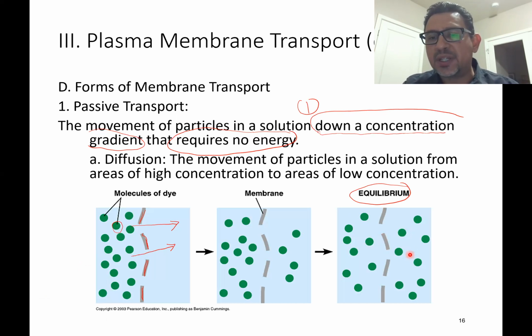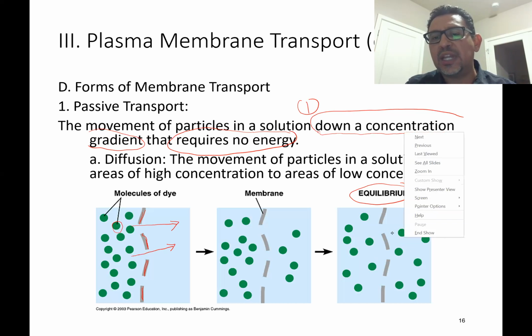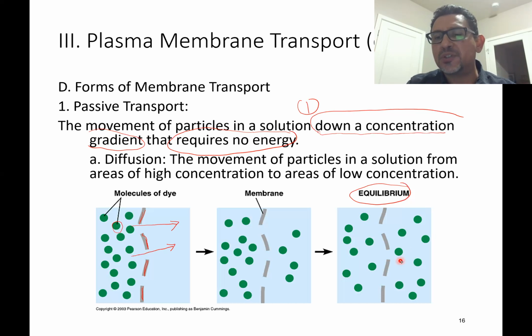When a solution is at equilibrium, it simply means that for every particle going from the left to the right, as I'm using this illustration, there's going to be another one going from the right to the left. This is also known as dynamic equilibrium. And that is what happens in a cell if equilibrium happens to be reached.